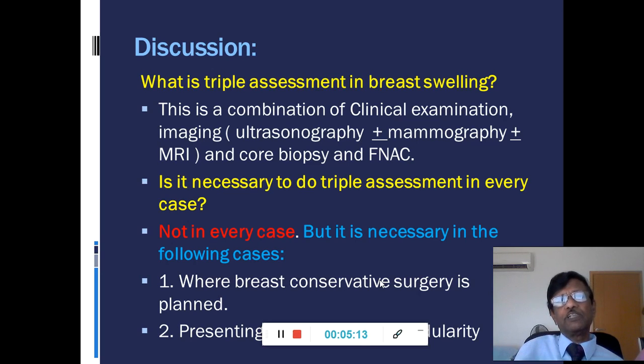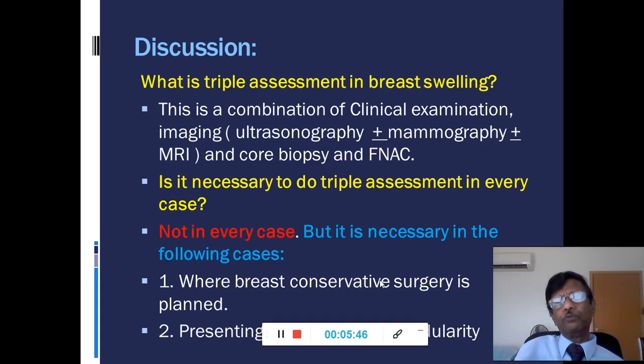What is the triple assessment in breast swelling? This is a combination of clinical examination, imaging, that is ultrasound, mammography or MRI, and core biopsy or FNAC. Yes, it is a clinical examination, a radiological examination such as mammography, MRI or ultrasound, either one of them, and a core biopsy or FNAC that is considered a triple assessment in breast swelling.